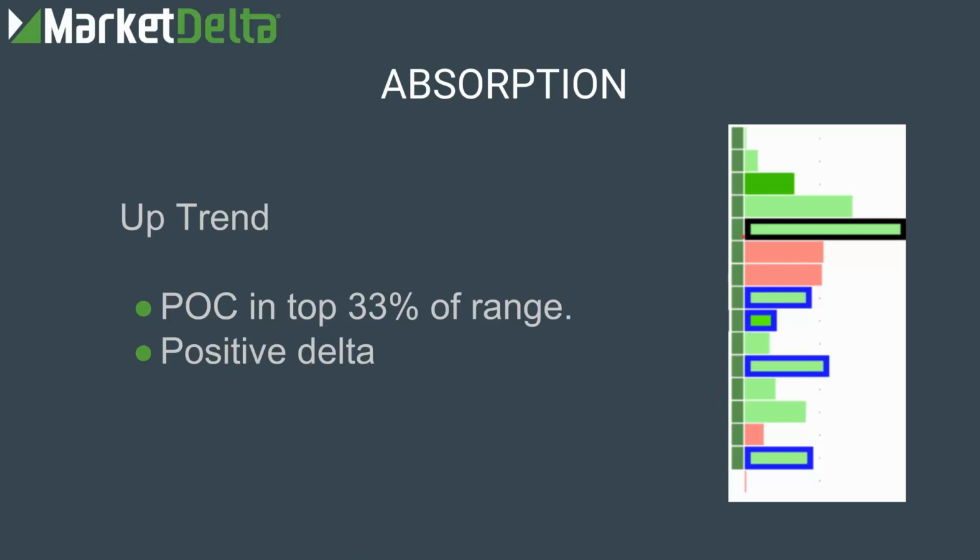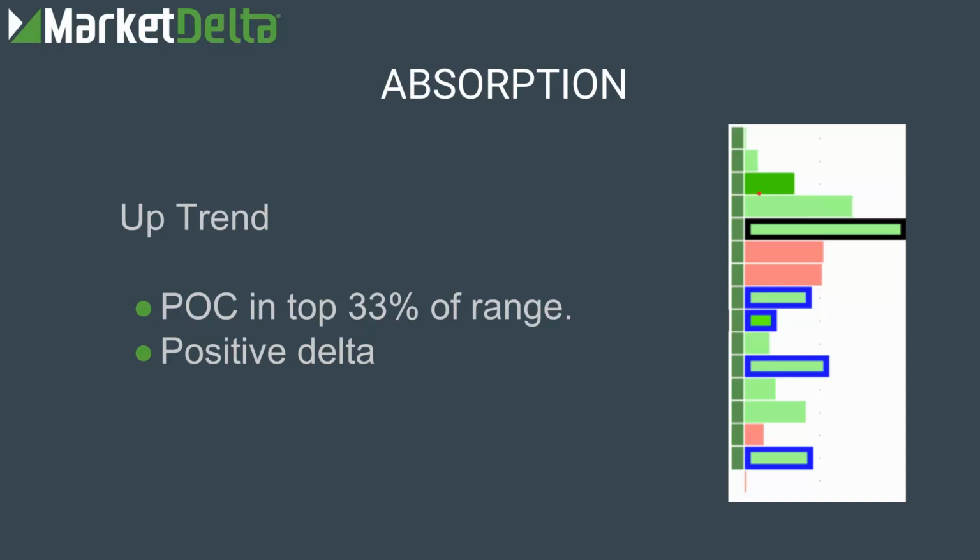This was an up bar, and what we're looking for is the high volume level in the top third of the bar. You could say top quarter, top half; top third is kind of what I settled on. I like to see a lot of volume in the top part of the bar with little or no follow through, and I like to see it with positive delta, because what that tells me is the aggressive buyers are buying aggressively into higher and higher prices, and then it stalls out.